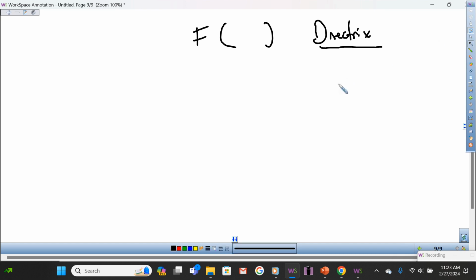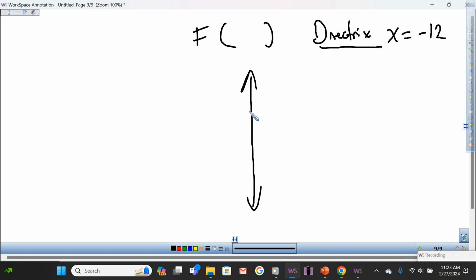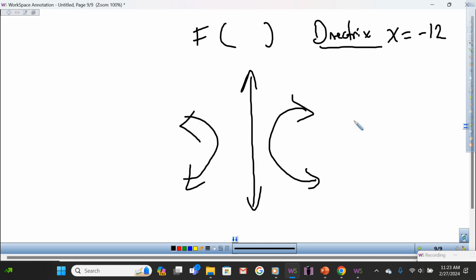Here it goes again. If the directrix is as follows, x equals -12, you know how that line looks. How does this line look? Everyone, up and down, right? So it's going to look like this, which is vertical, which means the parabola is going to be side to side or horizontal. And what is this? Y squared equals 4px.